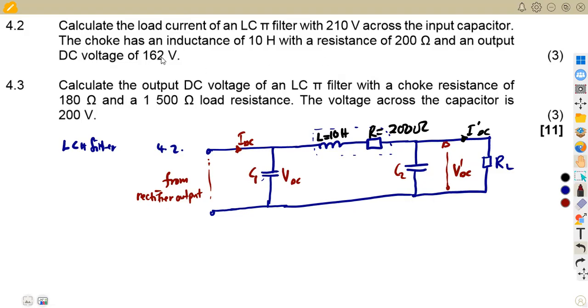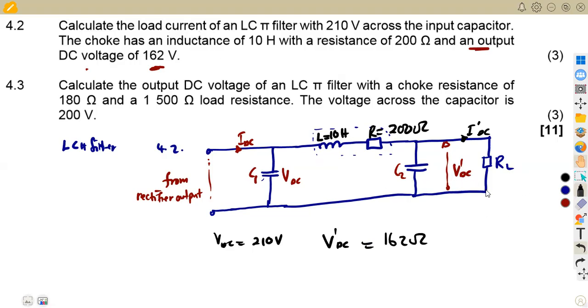So what are we given here? We are given the output DC is 162. So this one, the output is 162. Let us just write it aside. We are given the input, which is our VDC, the input of 210 from the rectifier. Then the output, after this filter, is 162 ohms. So the question there was to calculate the load current.